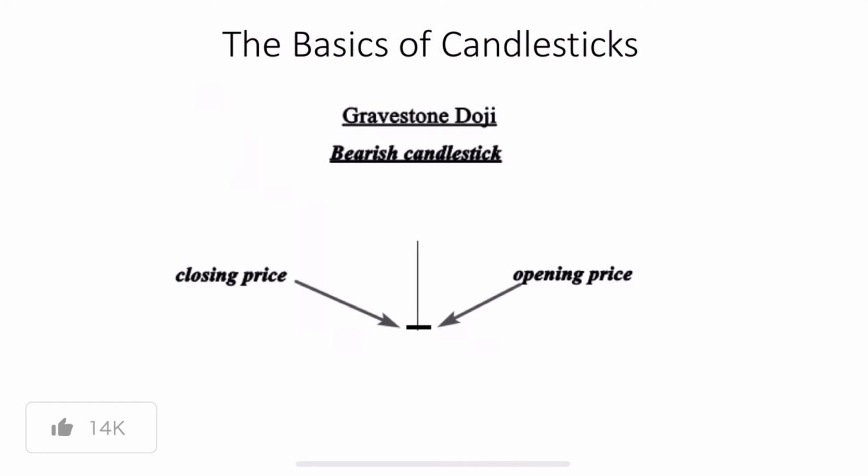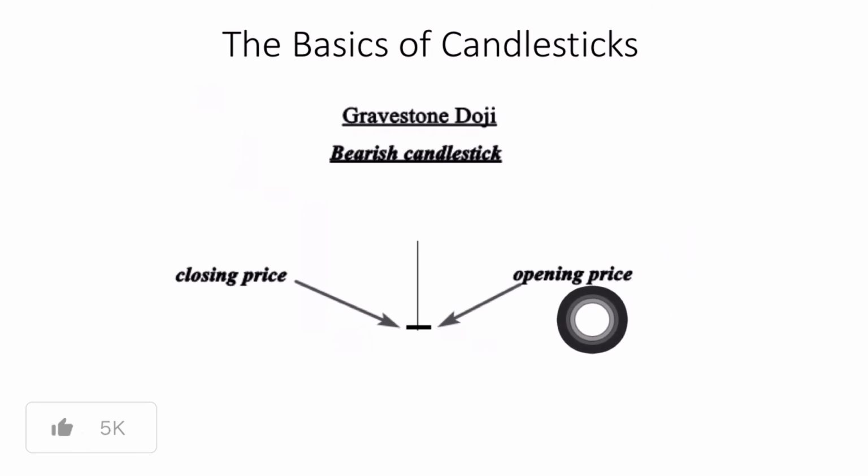So what differentiates the gravestone Doji from the dragonfly Doji is the long upper tail. The dragonfly has a long lower tail, while the gravestone Doji has a long upper tail or a long wick. The formation of the long upper tail is an indication that the market is testing a powerful supply or resistance area. As you can see in this image here.